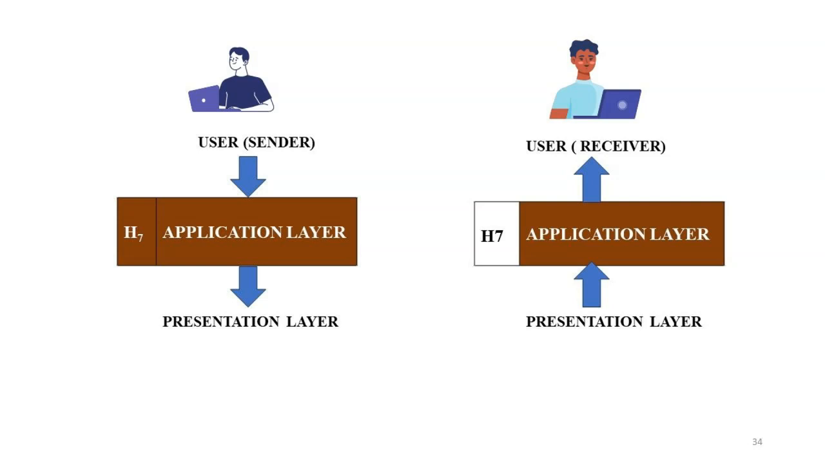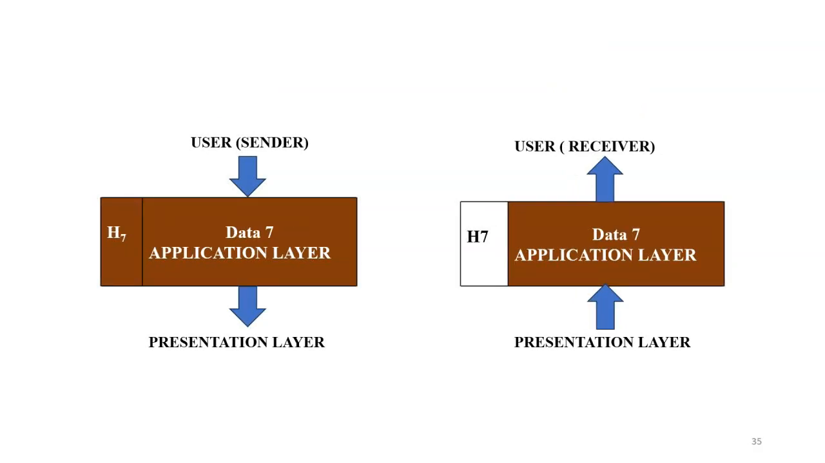So at the sender side, the user sends data to the application layer, that is layer number 7. So the data received there at the application layer is data 7. After receiving data from the user, the application layer adds its own information in the form of header 7, that is H7, as we have seen in the data encapsulation process. And this wrapped data, that is data 7 plus H7, is sent to the lower layer, that is the presentation layer, through the interface between layer number 7 and layer number 6.